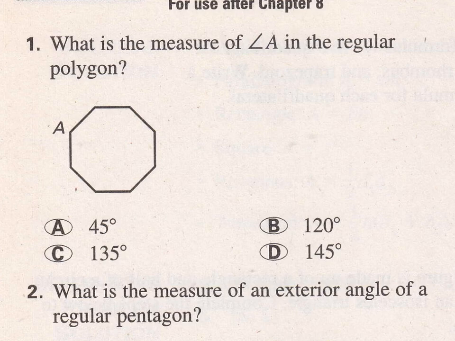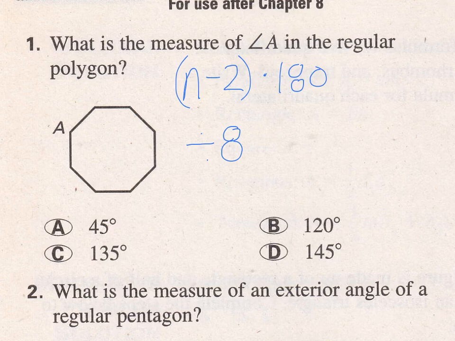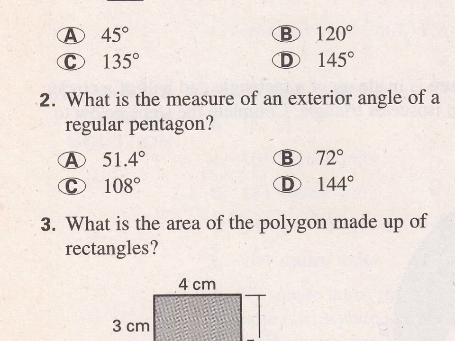What is the measure of angle A in a regular polygon? Now remember, this is an 8-sided figure. You're going to want to use n minus 2 and multiply that by 180. That gives you the total amount of degrees in the whole thing. But then you've got to divide it by 8, because there are 8 angles, and I'll tell you about each one individually.